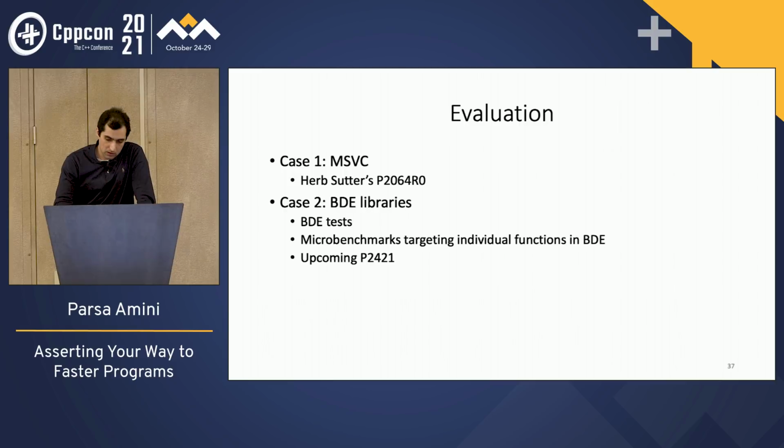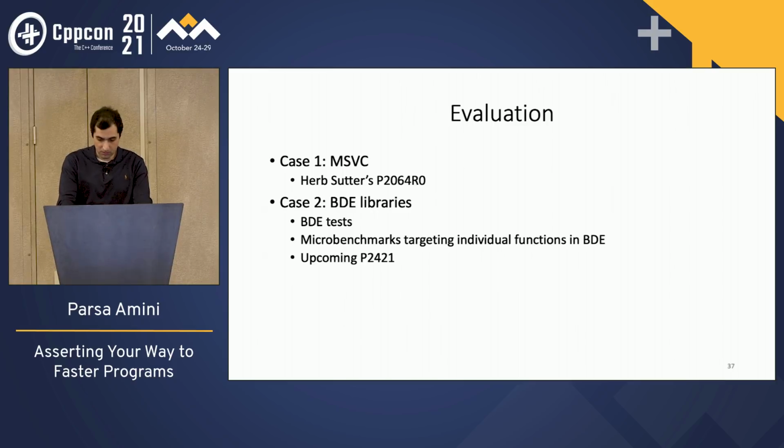Work that considers assumptions' performance impacts is limited to Herb Sutter's and mine as far as I can tell. Herb's is already published in P2064R0, and mine will hopefully soon be in P2421. Herb's paper contains a case study where an application's runtime is affected by assumptions. It actually runs 1 to 2% faster without assumptions. We don't have access to that code, so we can't exactly assess that claim. So its mention in P2064 is all we have from that experiment.